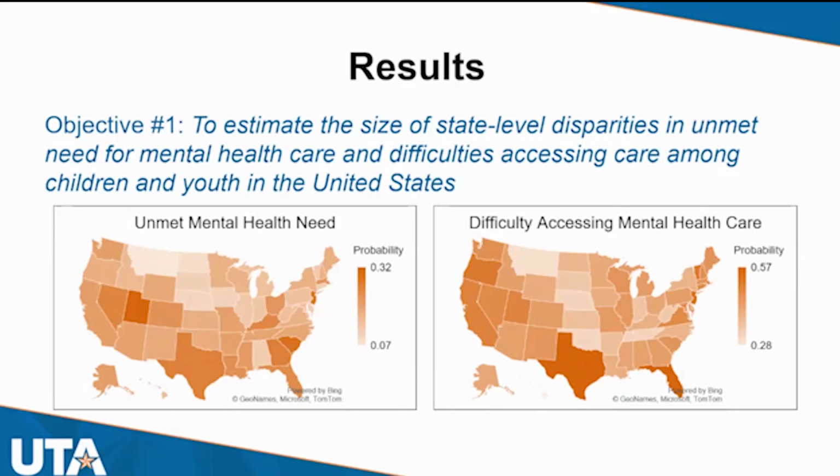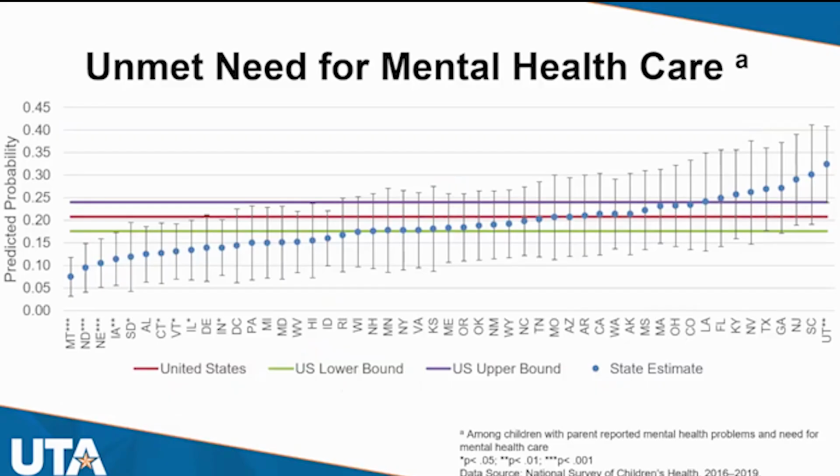So this is just the pretty picture results to me because there's such great nuance and variation across all of these states. It's hard to really tell, but certainly some states pop up as quite dark orange, which is higher rates of unmet need and higher rates of difficulty accessing care. Mostly I just put that in because it's pretty.